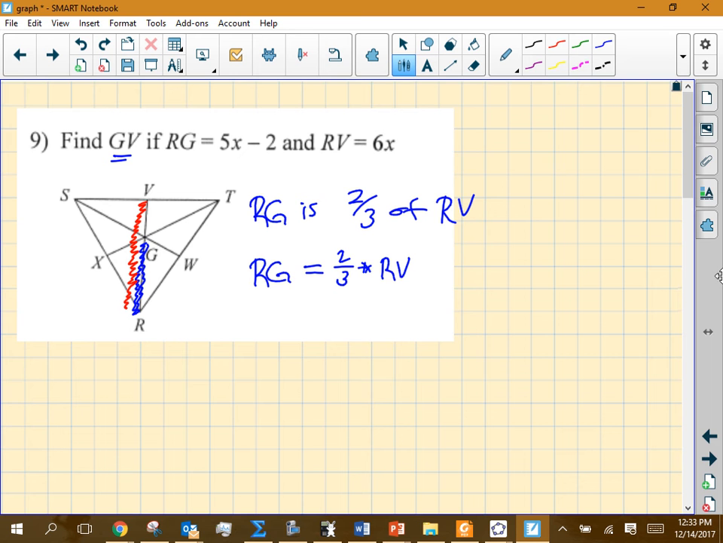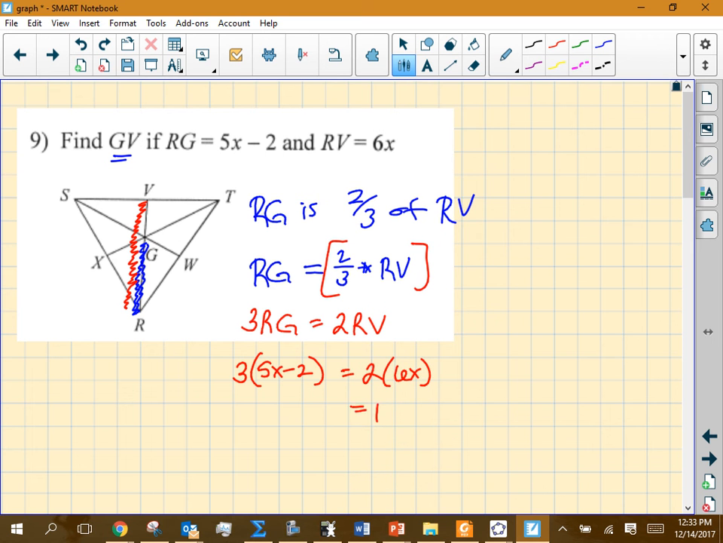Just maybe creating some easier algebra here. Let's go ahead and multiply both sides by 3 right here. If I multiply both sides by 3, that's going to give me 3 RGs is equal to 2 RVs, right? So now I have 3 times 5x minus 2 is equal to 2 times 6x. So it gives me 15x minus 6 equals 12x. Subtract my 15x from both sides, and it gives me x to be 2, right?